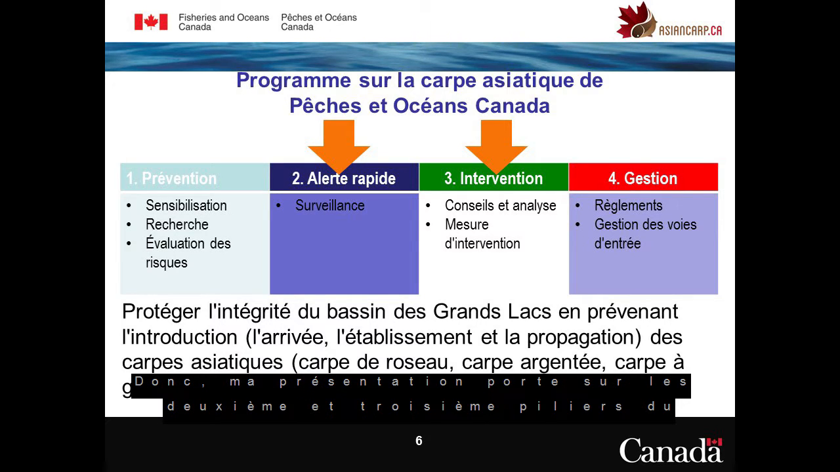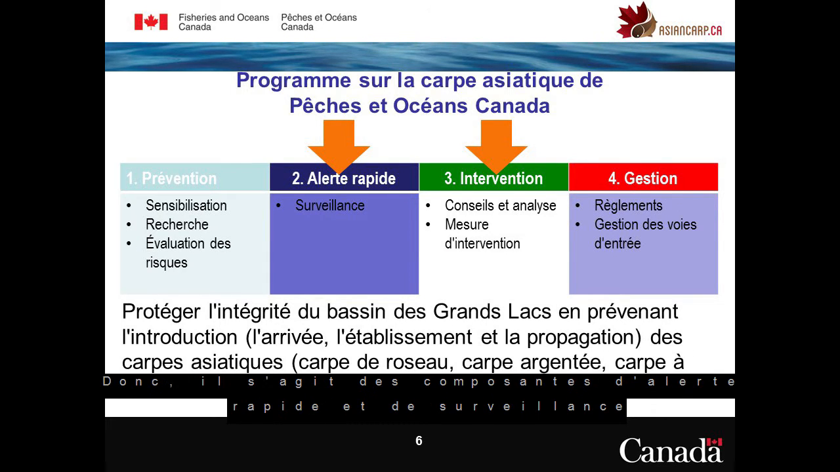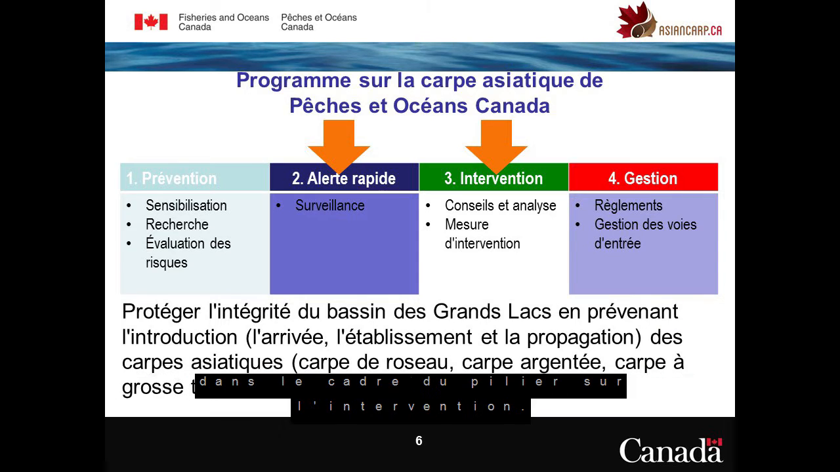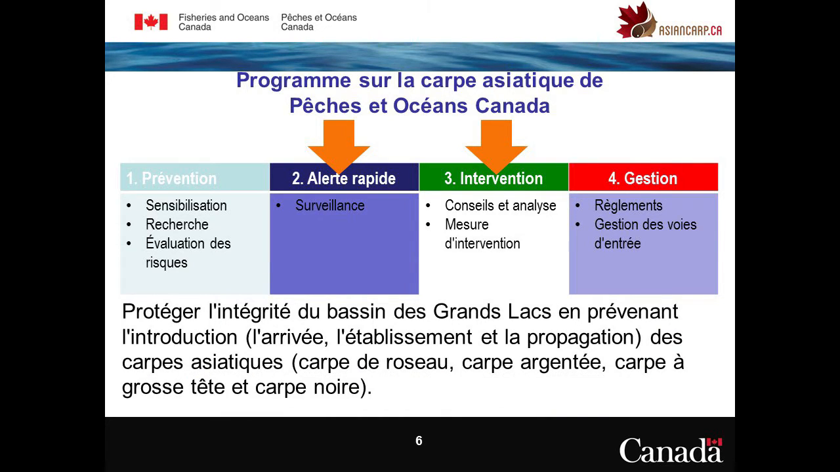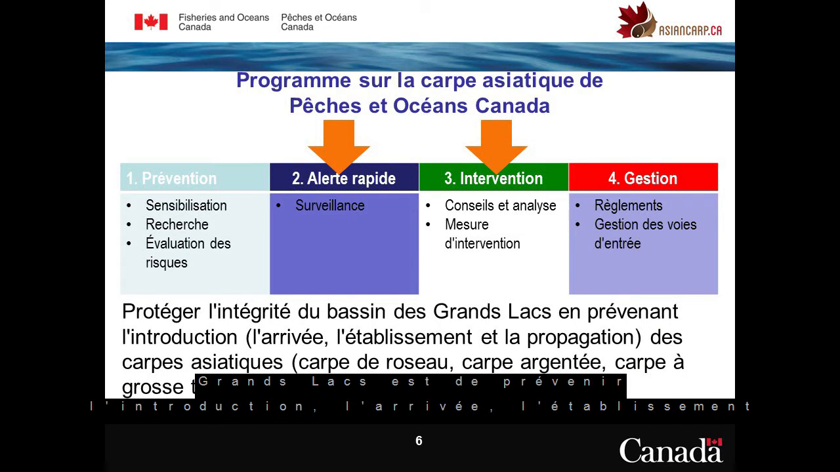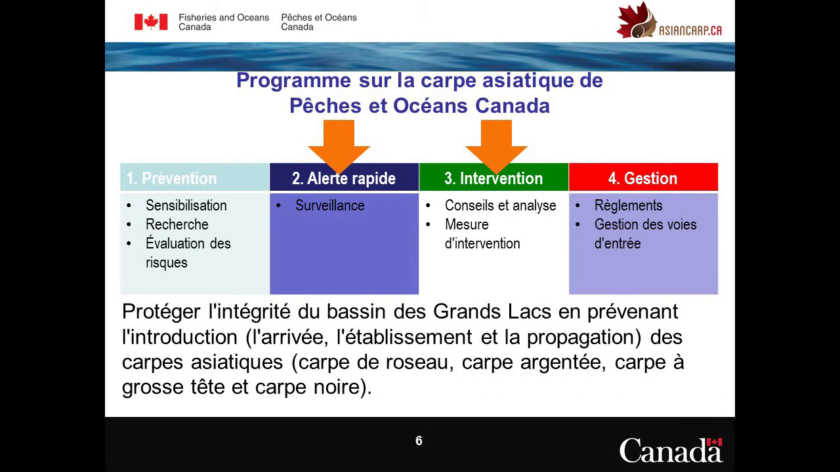So the focus of this presentation is on the second and third pillars of the DFO Asian Carp program, the early warning and response. So the early warning, the monitoring component, and specifically the actions taken if Asian carps are detected in the response pillar. So the best way to protect the integrity of the Great Lakes Basin is by preventing the introduction, the arrival, establishment, and spread of Asian carps. So how do we do this?